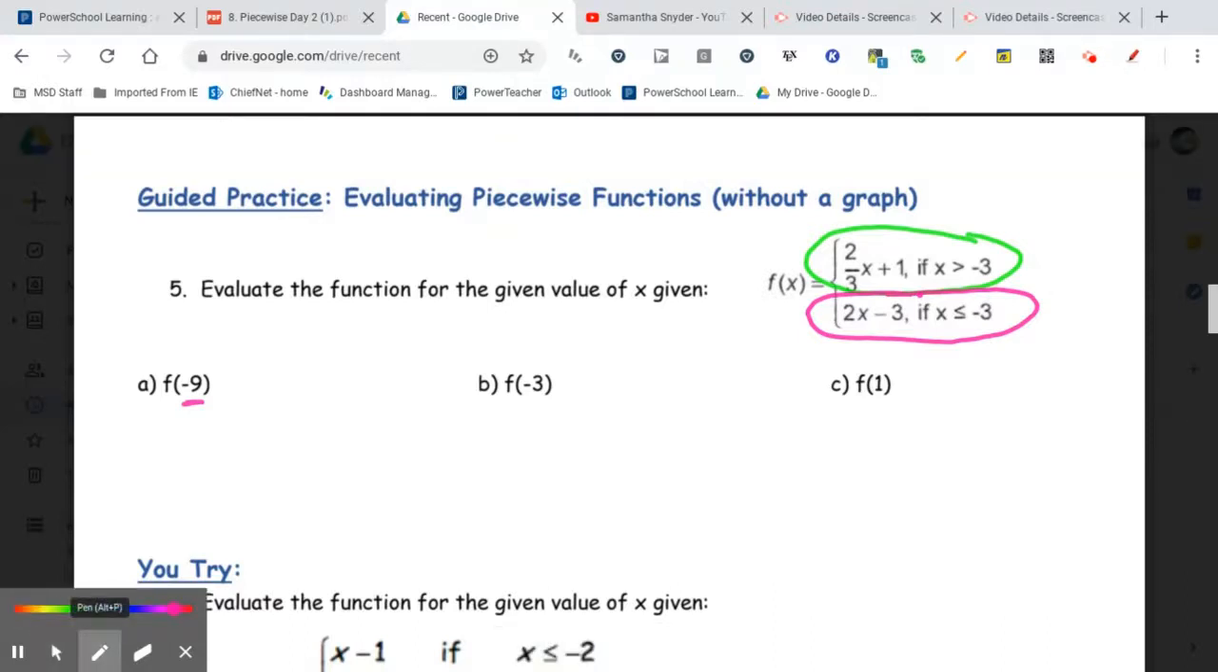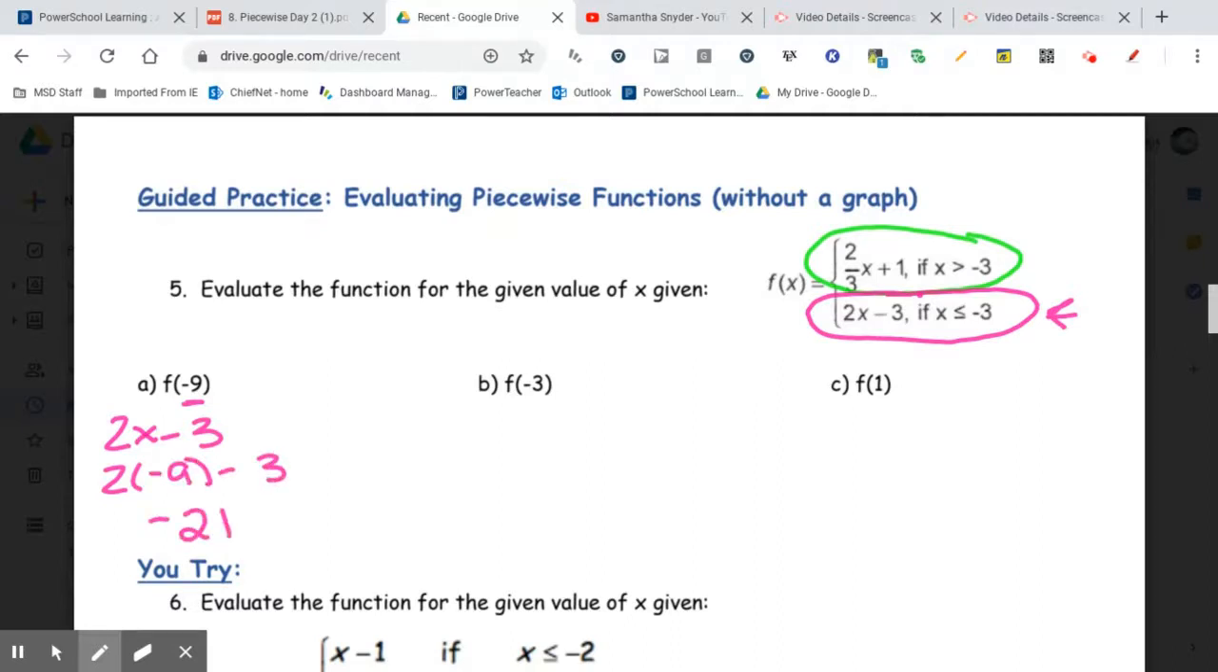Hopefully you know that negative 9 is less than or equal to negative 3, so that's actually going to use this piece. So I'm going to use the piece 2x minus 3. We're going to substitute in negative 9, and we get negative 21. So f of negative 9 equals negative 21.